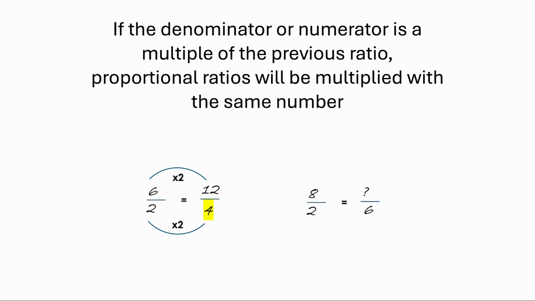Similarly, on the right side, we see that 6 is a direct multiple of 2. So as 2 3s are 6, the same number will be multiplied by the numerator. So the answer will be 24.